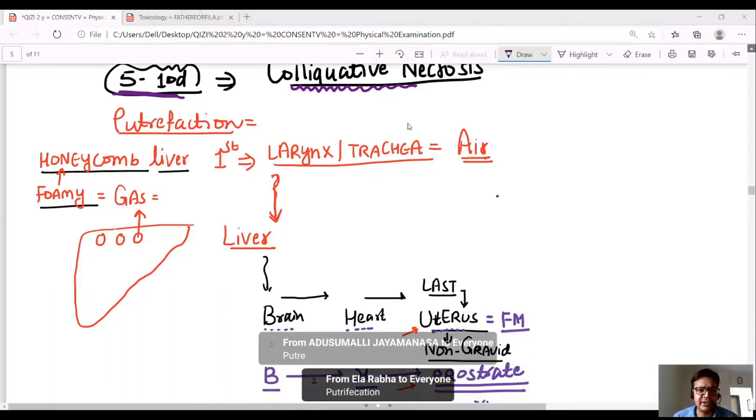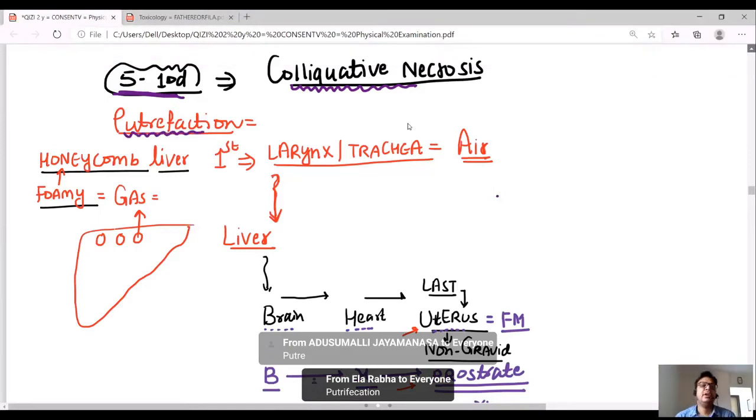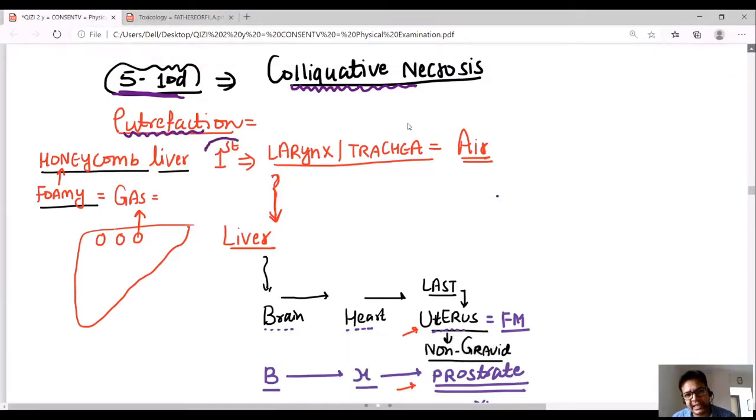Sir, in putrefaction, this question comes in the exam. The first organ to be putrefied is the larynx and trachea. Why? The reason is simple: larynx and trachea are in contact with air. After larynx and trachea, what is putrefied? That is the liver.